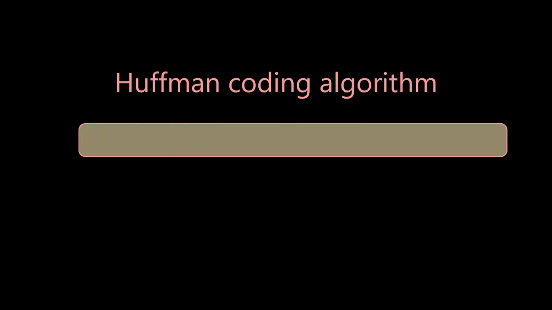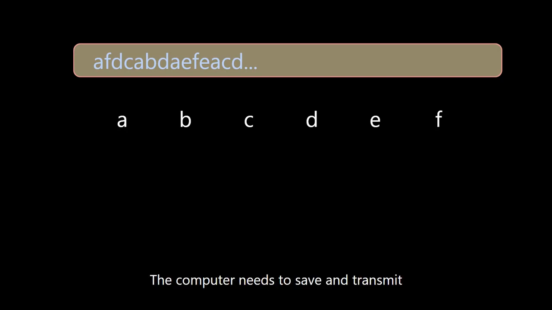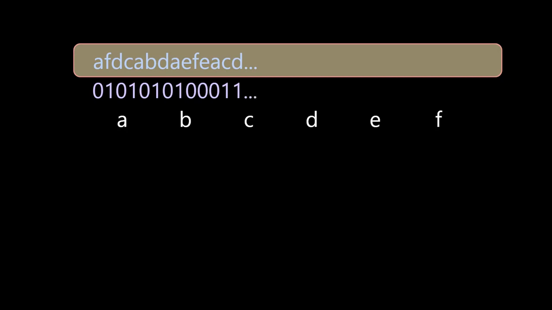Today we will talk about the Huffman coding algorithm in data structures. Suppose there's a very long string consisting of English letters from A to F with a total of 100,000 characters. The computer needs to save and transmit it in binary. So what kind of encoding is the most economical?